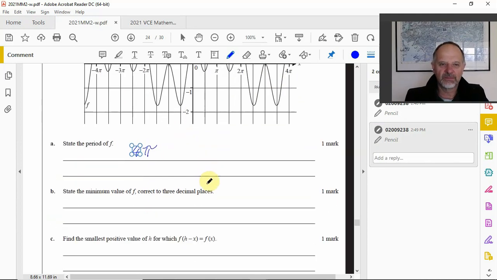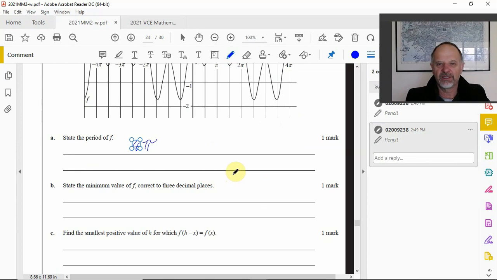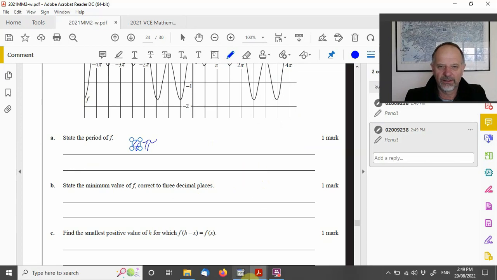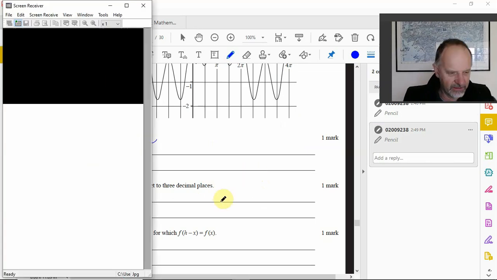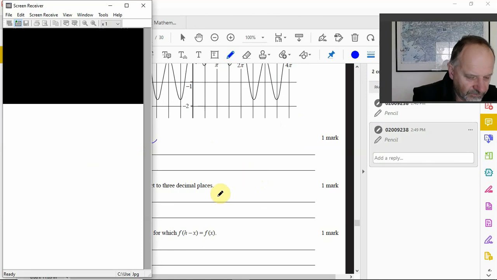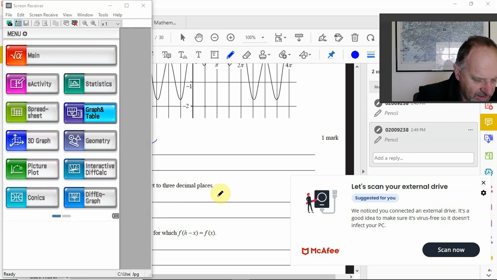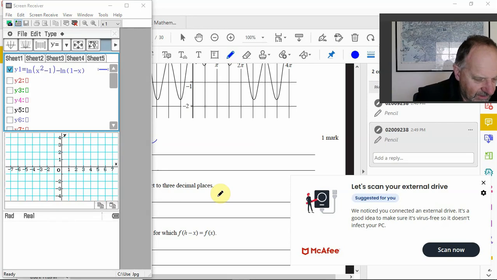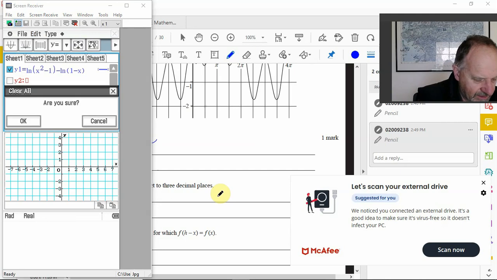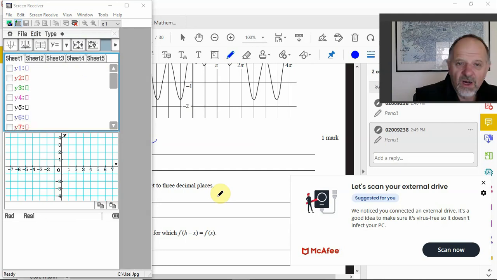All right, state the minimum value of f correct to 3 decimal places. So you need to use your calculator for this. All right, so you need to get your calculator and then switch it on. And here we go. Right, there it is. Let's get to some graphs and tables. Let's get rid of those. Okay. All right.